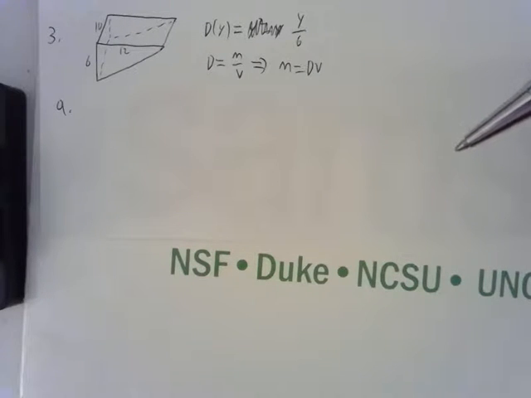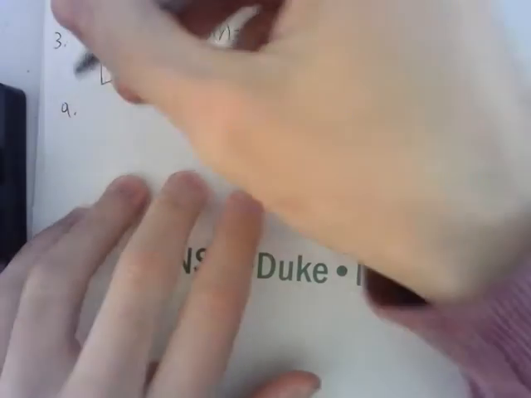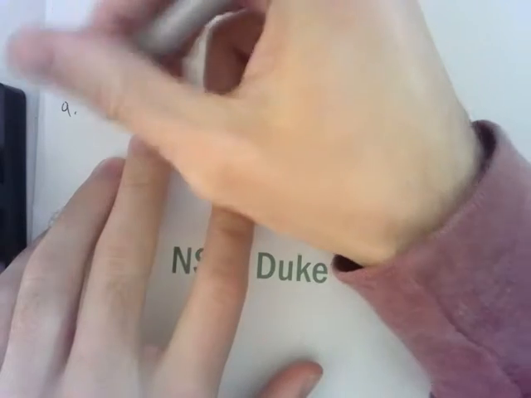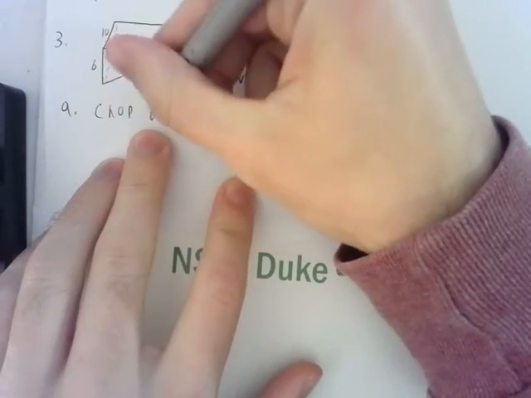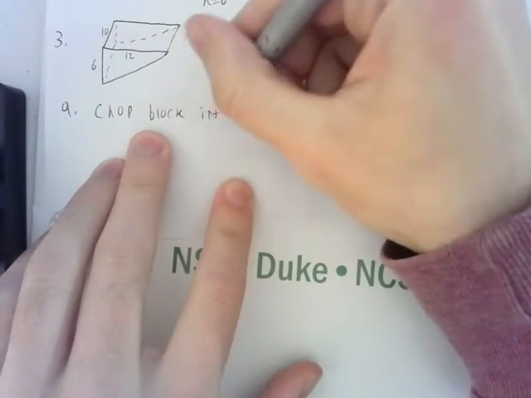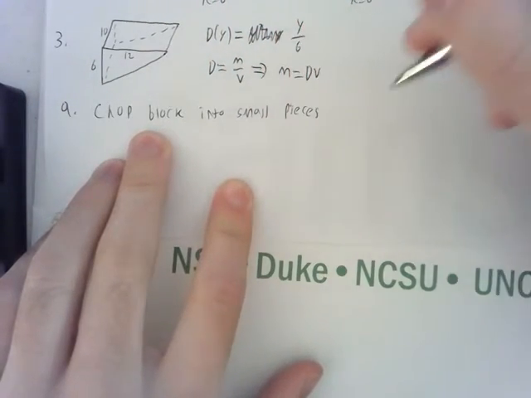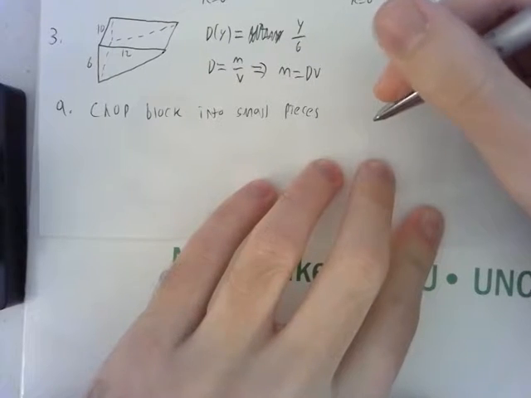So the first thing we're asked to do is set up a Riemann sum with n subintervals and use this to estimate what the mass is. The first thing we need to notice is that since density is not constant, we chop the block into small pieces. In this case, the pieces are going to be rectangles.